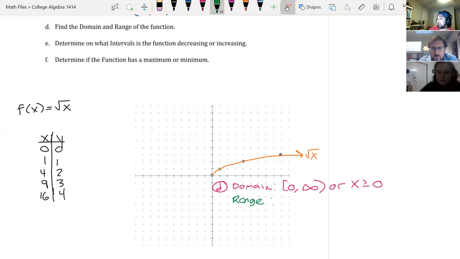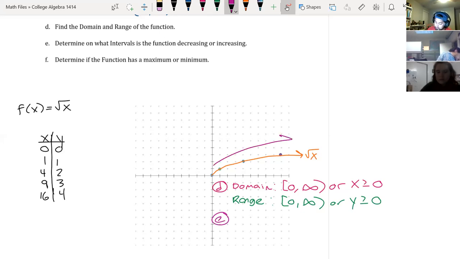And then my range. Well, where does my range start? 0. To infinity. There you go. Or y is greater than or equal to 0. Perfect. All right. And then E, it says, what intervals are we increasing or decreasing on? Well, remember, when you read intervals of increase, you read from left to right. And this function looks like it is what? Is it always increasing or decreasing? Always increasing. Starting at what value of x? 0. And heading towards where? Infinity. There you go.